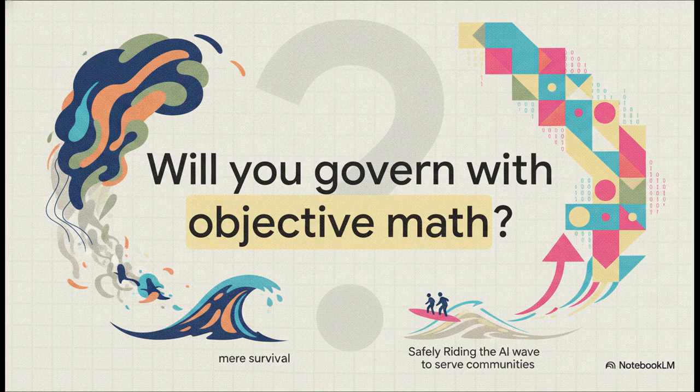So, as AI adoption continues to accelerate across the public benefits sector, I leave you with this. Will you let subjective fear stall your mission and keep you from utilizing truly helpful technology? Or will you step up and govern with objective math? That choice alone dictates whether your organization is just going to barely survive the AI wave or if you're going to safely ride it to better serve your communities.